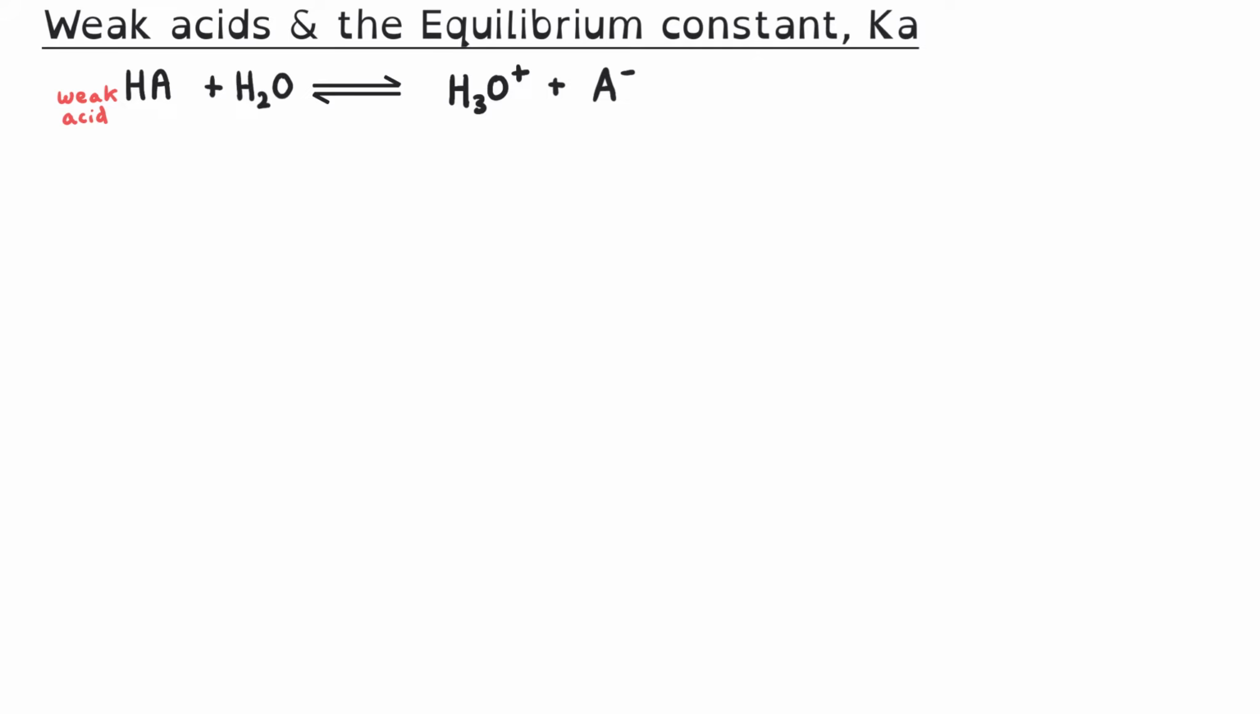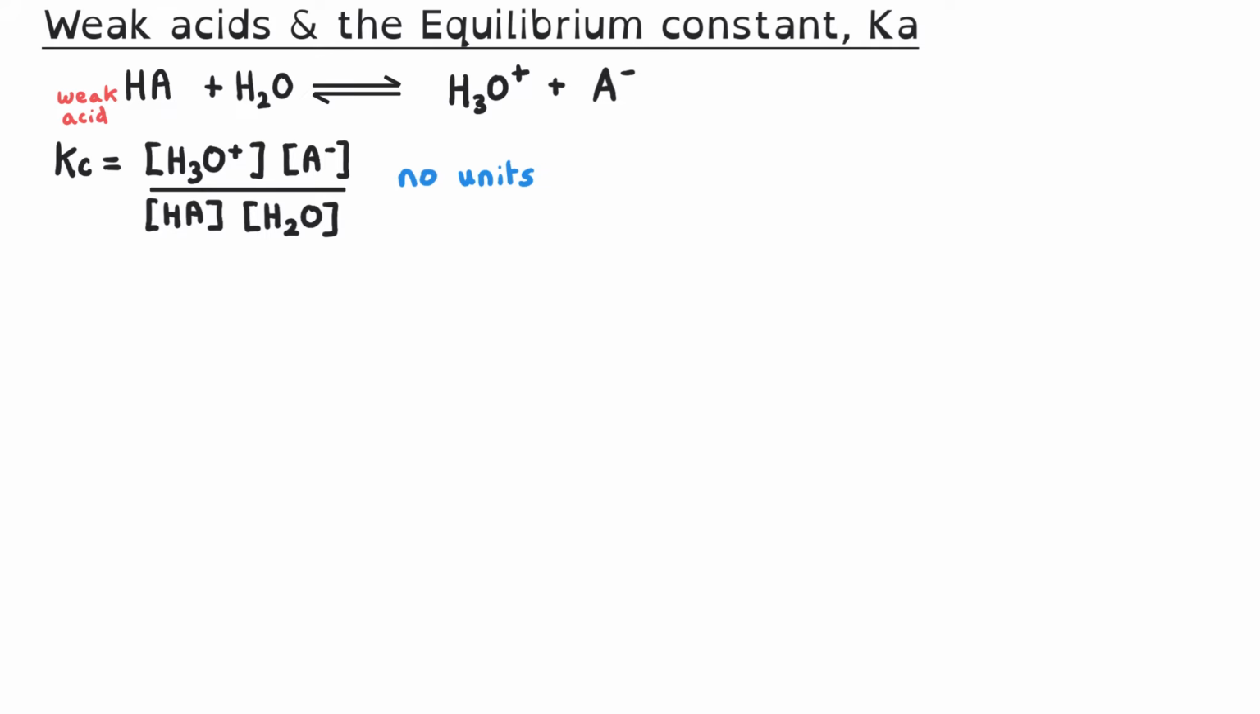You need to be able to write the expression for the equilibrium constant for a weak acid, and I'm going to show you how to do that here. First of all, if we consider the equilibrium where a generic acid, HA, reacts with water, we produce the hydronium ion and the conjugate base, represented by A⁻. The Kc for this expression would be expressed like this.